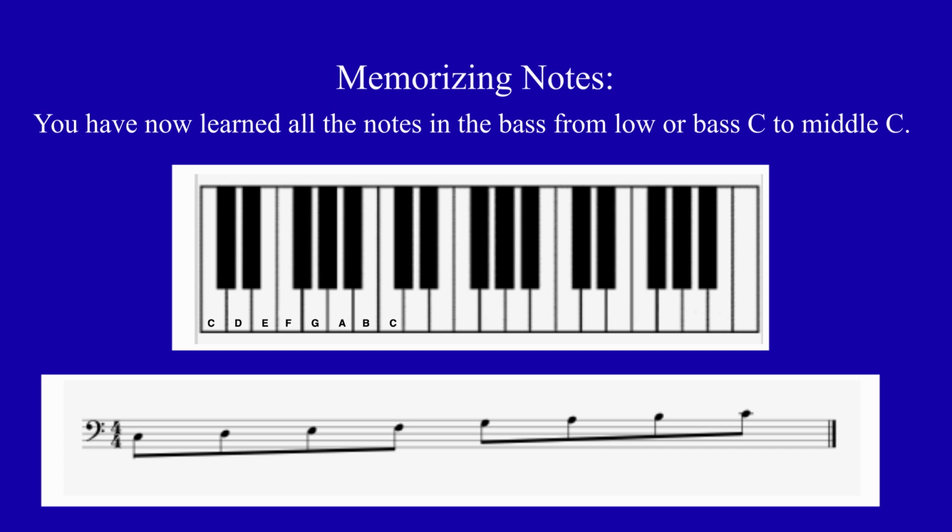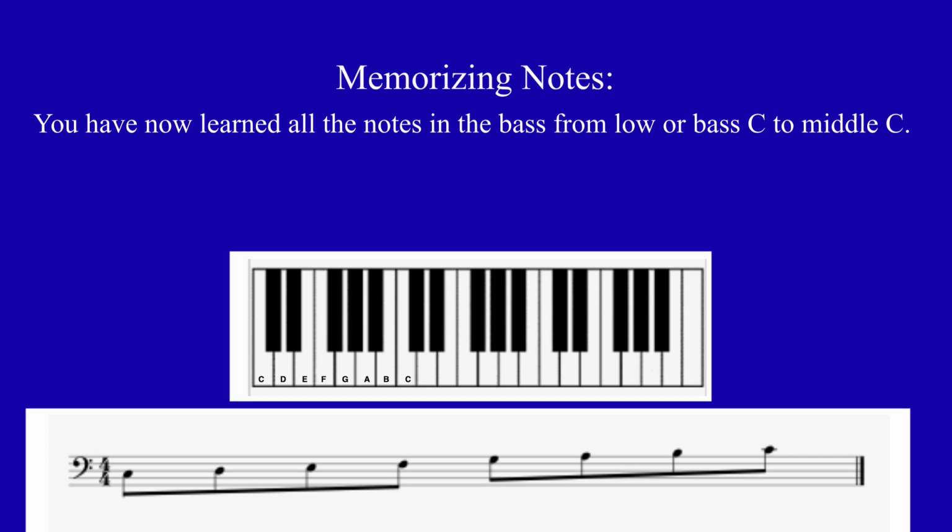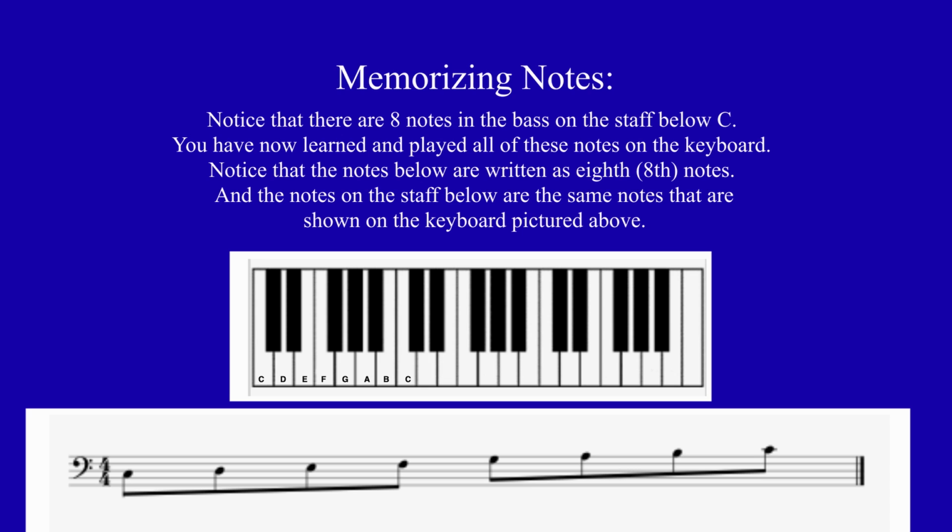Memorizing notes. You have now learned all the notes in the bass from low or bass C to middle C. Notice that there are 8 notes in the bass on the staff below C. You have now learned and played all of these notes on the keyboard. Notice that the notes below are written as 8 notes. And the notes on the staff below are the same notes that are shown on the keyboard picture above.